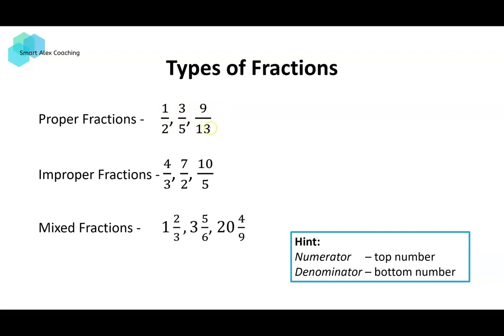and 13 respectively. The second type of fractions is what's called improper fractions. This is the opposite, where the numerator is greater than the denominator. 4/3, 7/2, 10/5, we can see that 4 is greater than 3, 7 is greater than 2, and 10 is greater than 5. And the last type of fraction is what's called mixed fractions.